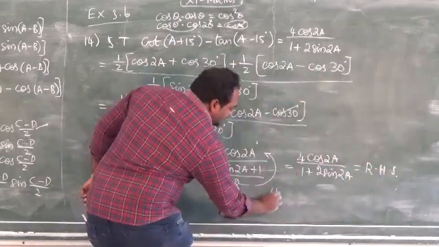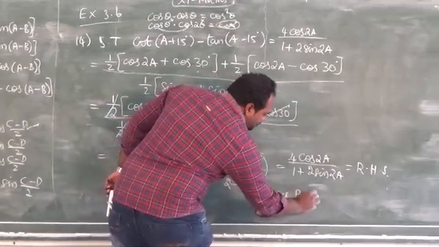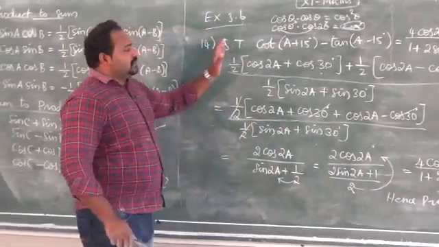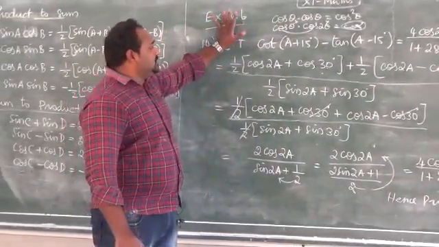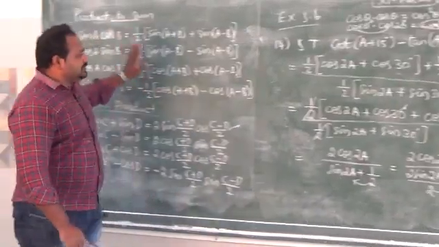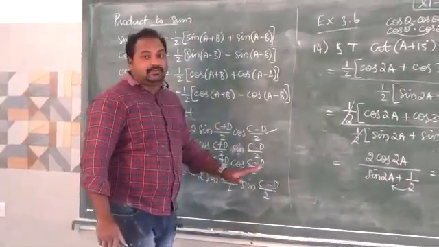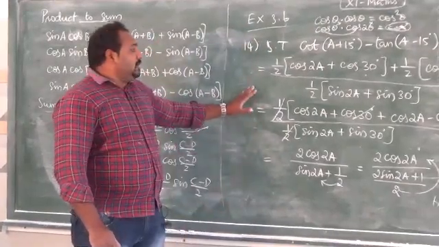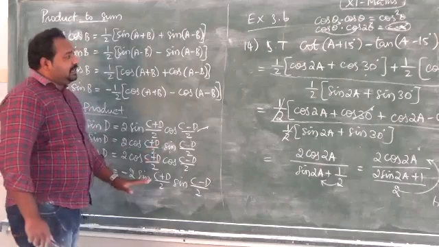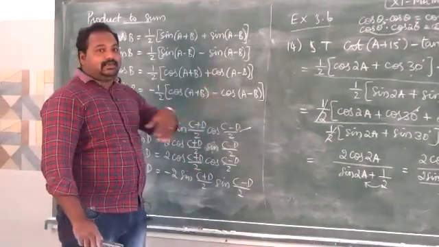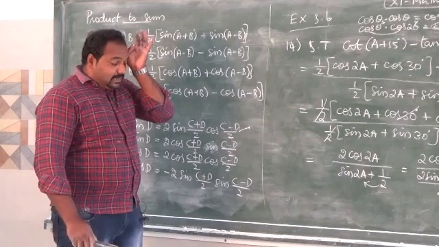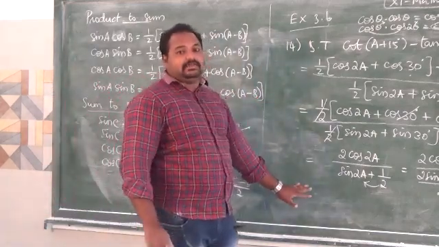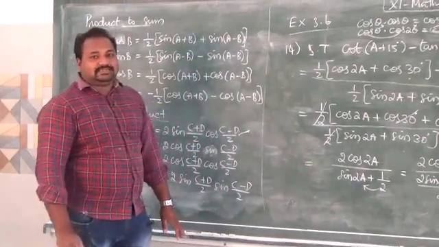So hence proved. By this we can complete exercise 3.6. Once again I tell you to memorize all these identities. Without these identities we cannot solve any problems in the 3.6 exercise. These identities will also help you to learn the further exercises, mainly 3.7. So we will finish the class today. We will see the remaining problems, I mean the next exercise, in the next class.